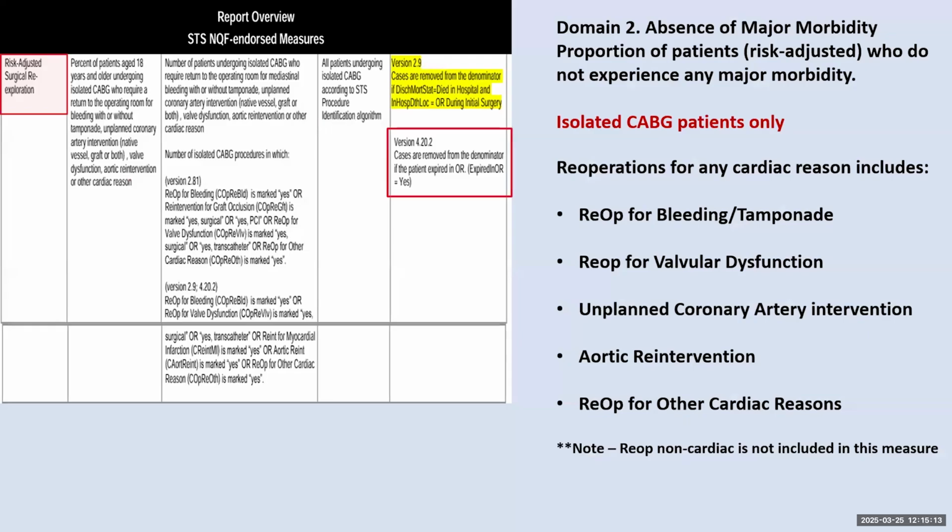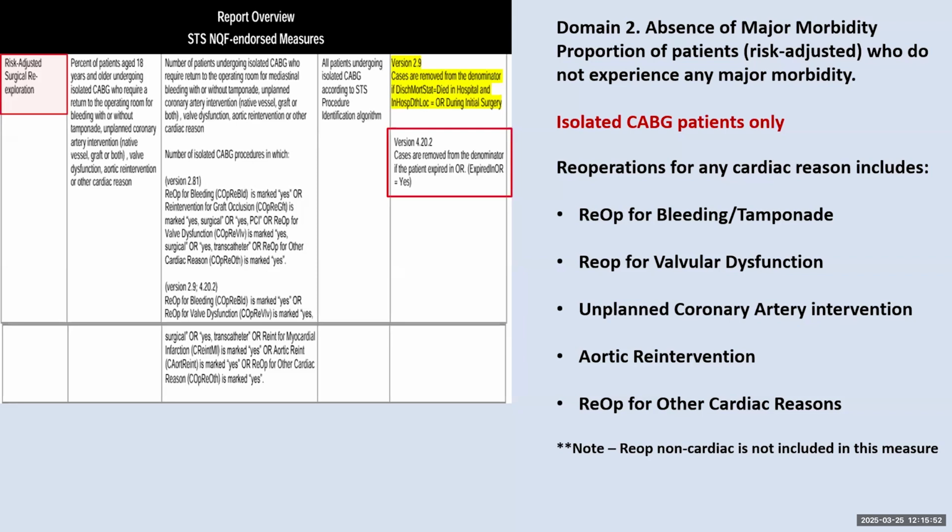So when we look at risk-adjusted surgical re-exploration, this is part of domain 2. Again, this is only for isolated CAB patients. Really important to remember that. The reoperations for any cardiac reason: re-op for bleeding or tamponade, re-op for valve dysfunction, unplanned coronary artery intervention, aortic reintervention, re-op for other cardiac reasons. Those are the re-ops that are included.